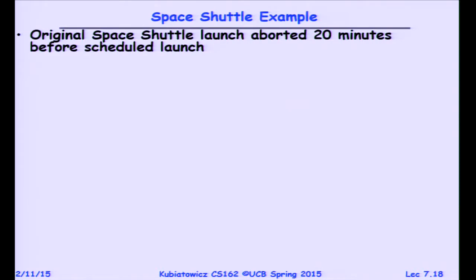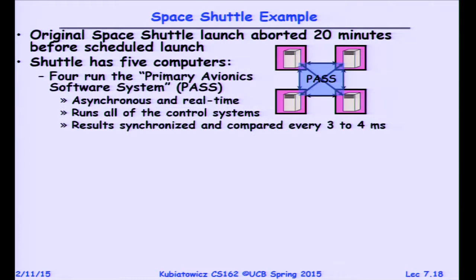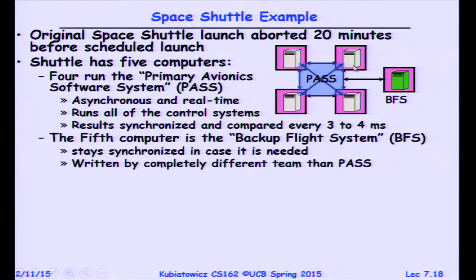Now, another less serious example was the original shuttle launch, which actually got aborted 20 minutes before the scheduled launch, and partly this was because the shuttle was designed with so much redundancy. It actually had 5 computers, 4 of which worked together with a voting system to see that they were all doing the right thing, and then a 5th one which was busy checking the 4 computers. So the 4 computers checked each other, the 5th one checked the 4 computers, and hopefully nothing would ever fail there.